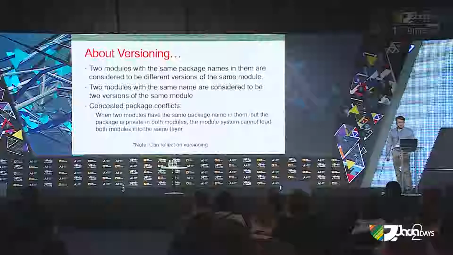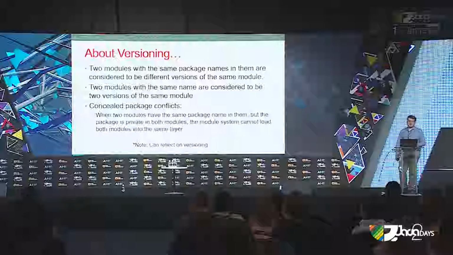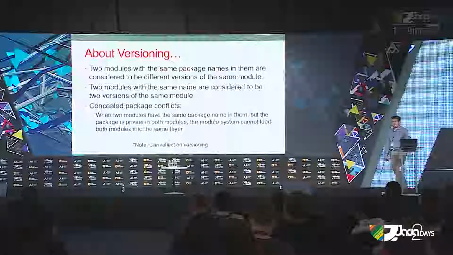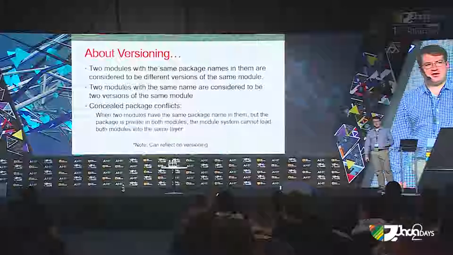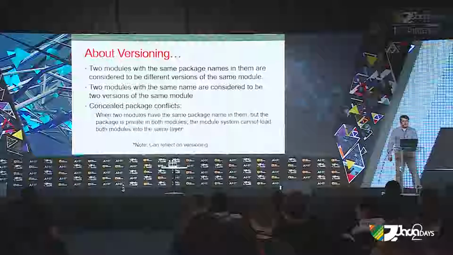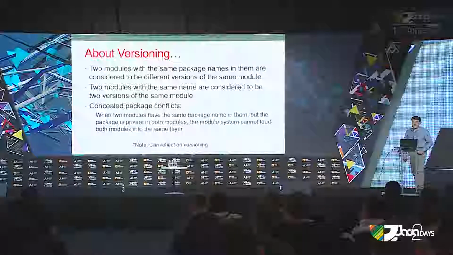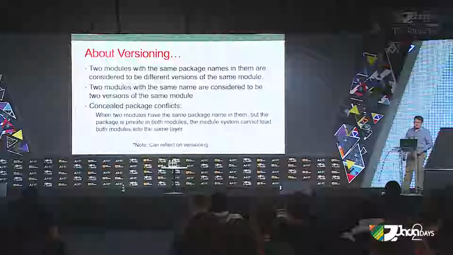So about versioning, two modules with the same package name in them are considered to be different versions of the same module. So that means you can't have com.yourcompany.util in two different jar files and have those loaded on the module path. The module system won't allow that, and I'll get into how you identify and fix those problems a little bit later. Two modules with the same name are considered to be two versions of the same module.